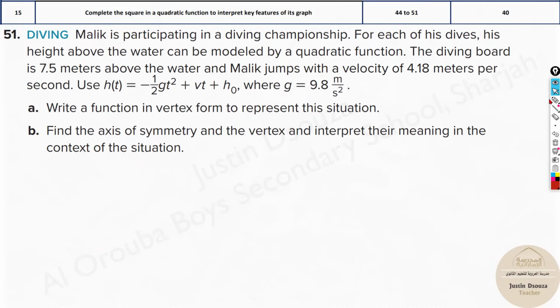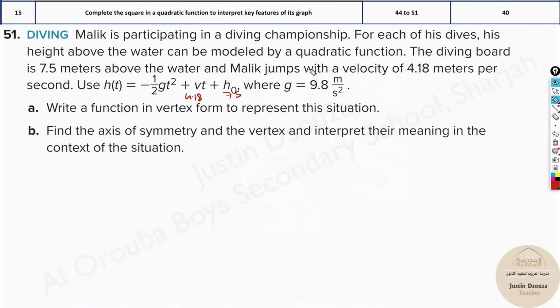Same way over here, we can solve it just like what we did a while ago. Here it is about diving. Malik is participating in a diving championship. For each of his dives, his height above the water can be modeled by a quadratic function. The diving board is 7.5 meters above. So this h naught is 7.5 above the water, and Malik jumps with a velocity of 4.18 meters per second. Use g is equal to 9.8.